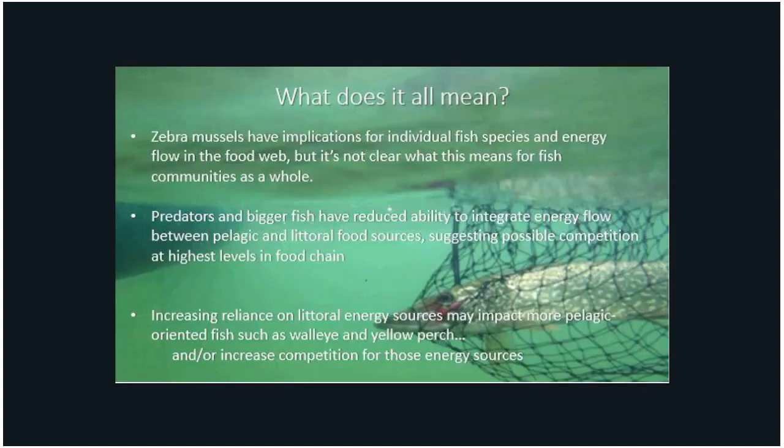So as a result, zebra mussels could have implications for individual fish species and energy flow in the food web, but it's not clear what this means for the fish community as a whole because we didn't see differences in community-wide metrics. Predators and bigger fish may have reduced ability to integrate energy flow between pelagic and littoral food sources, suggesting possible competition and reduced productivity at the highest levels of the food chain. In addition, increasing reliance on littoral energy sources may impact more pelagic-oriented fish, such as walleye and yellow perch, that lack the adaptability to hunt in the littoral areas, which might reduce their populations or increase competition for littoral energy sources.